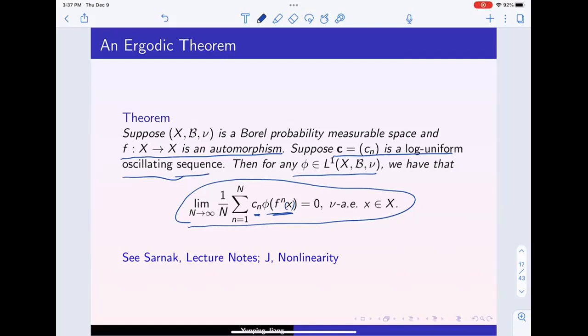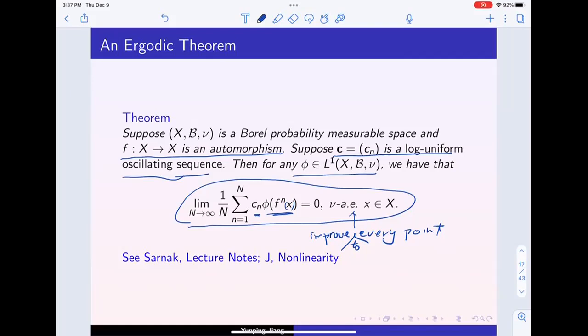But usually in ergodic theory, as long as you get the result almost everywhere, everybody will be happy, right? But in number theory, I think you really don't want almost everywhere, you want every point, right? You want every point. So you really want to improve this one to every point, right? So that is basically the purpose of what we want to do.